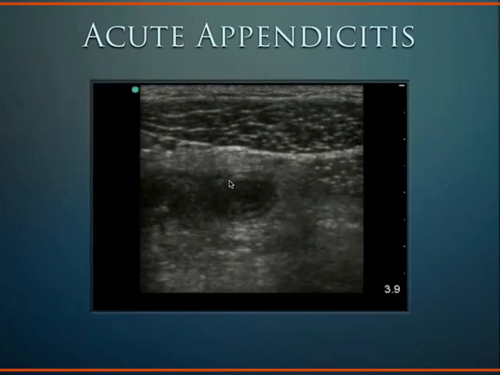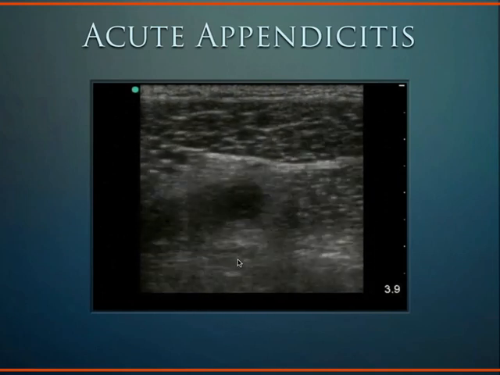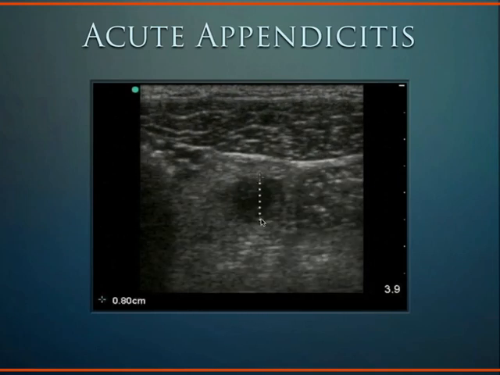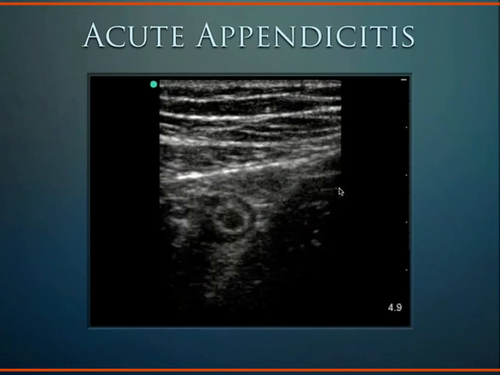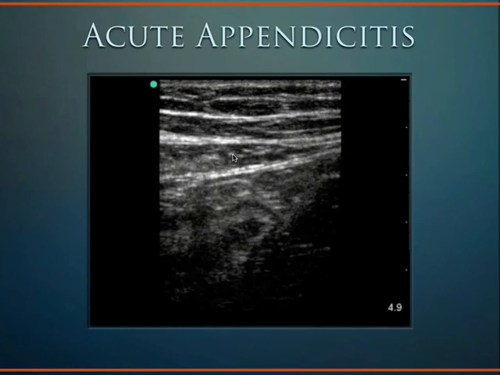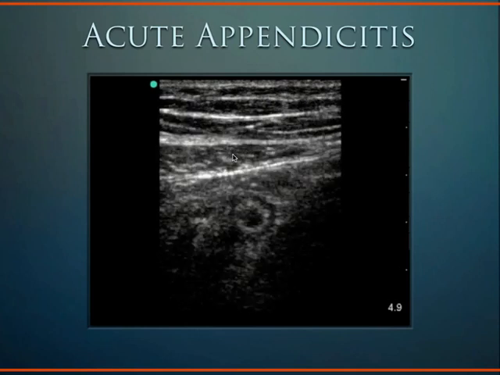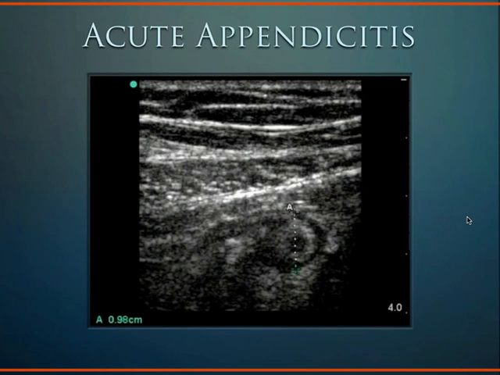Here's another example here of appendicitis, compressing this abdominal wall musculature down to psoas, and we can see this appendix gets stuck in between there, 8 millimeters in this example. Another example here, we're compressing psoas muscle. Here's the appendix, here's abdominal wall musculature. We're compressing these two structures together, and the appendix gets wedged in between there, and this one is 9.8 millimeters.